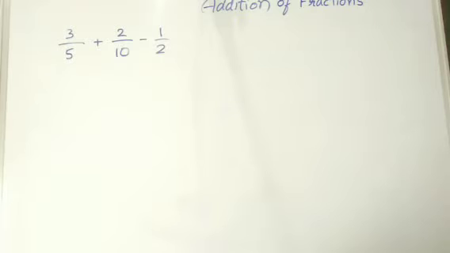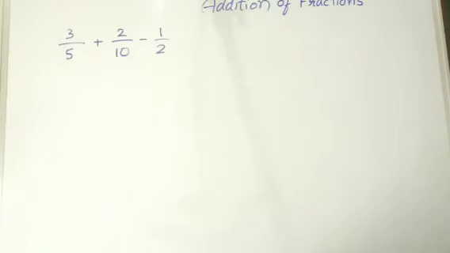Next example I have taken like this, with addition and subtraction, both operations in only one problem. This is 3 by 5 plus 2 by 10 minus 1 by 2. So our rule is first we want to make the denominators equal. But in the previous problems only two terms were there.